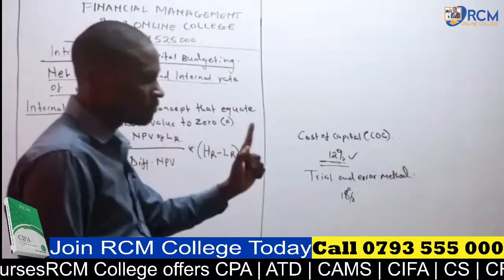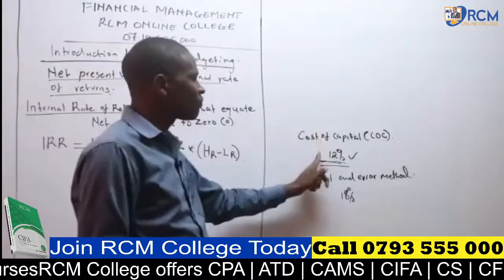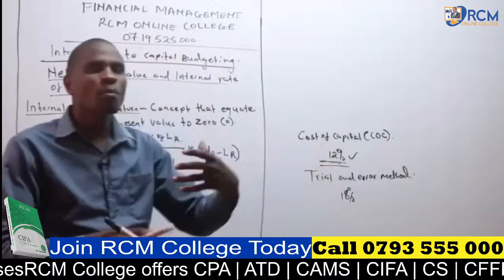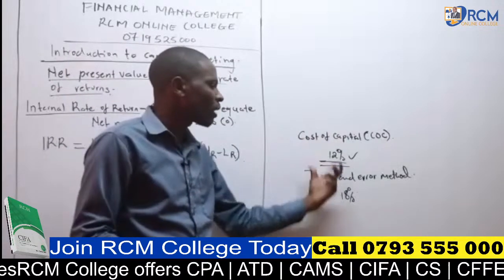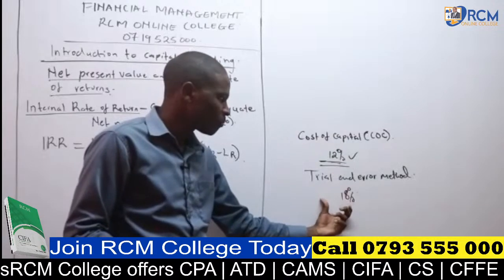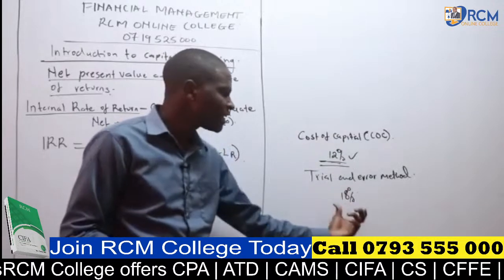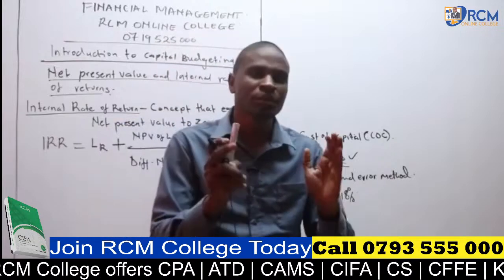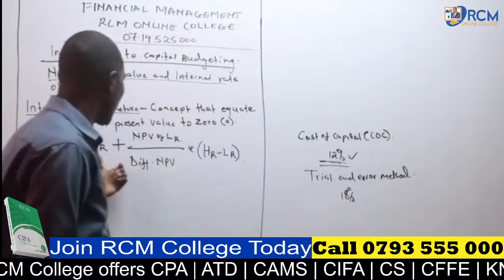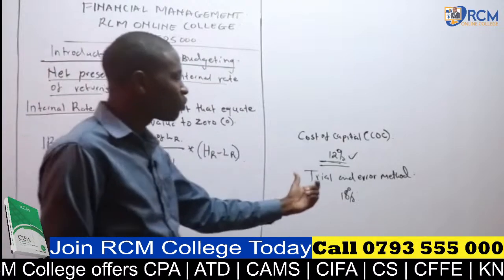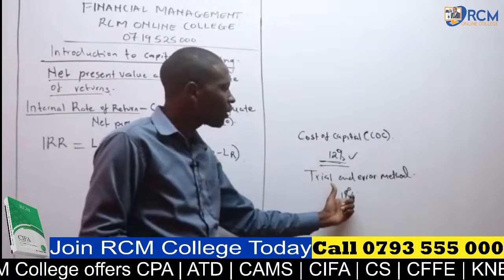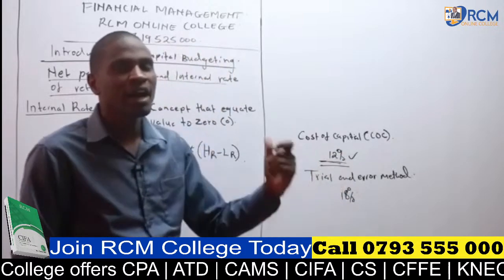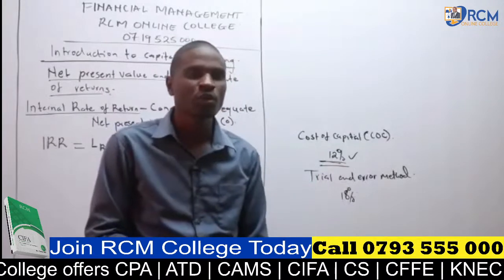For this formula to work, you need two NPVs. The NPV that will be derived from 12% and the NPV that will be derived from another cost of capital, a trial one. For example, we can say 18%. And if 18% does not give us a negative NPV, you cannot get your IRR. The rule is that your trial and error method should work, and you should have a negative NPV. And we are going to look at that today.